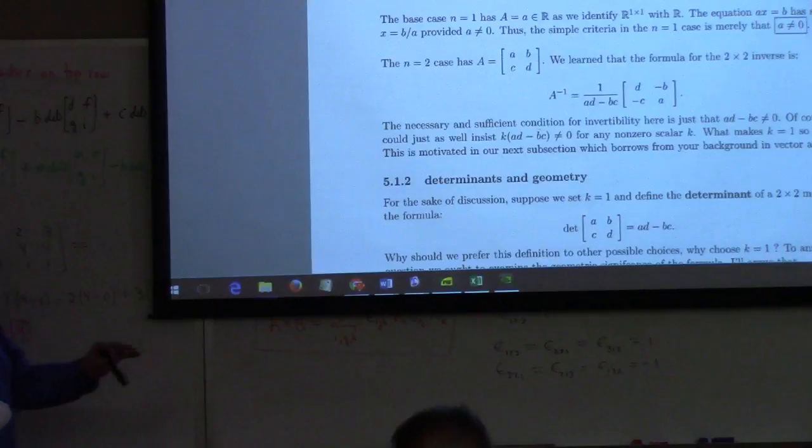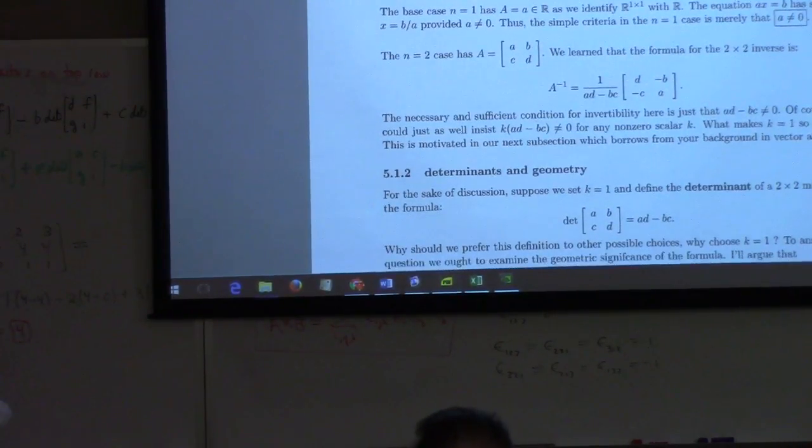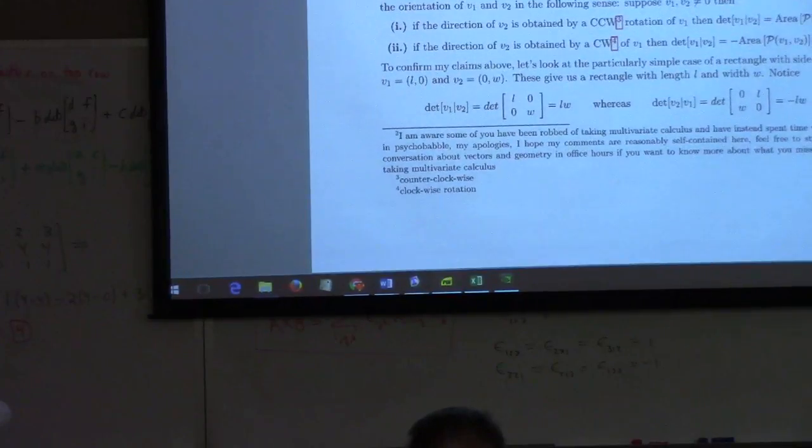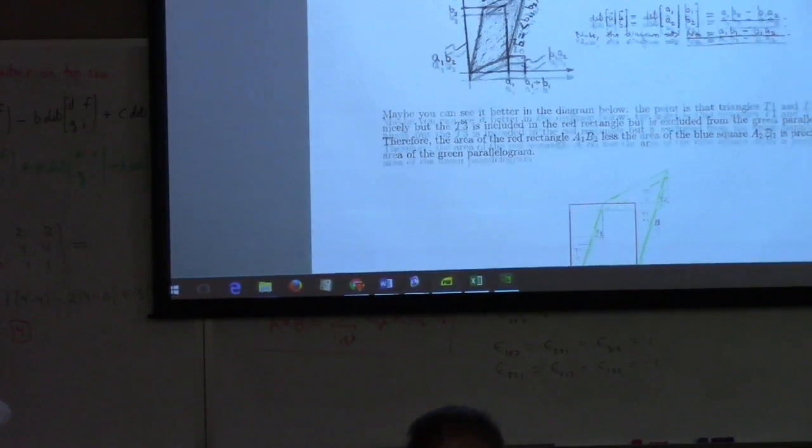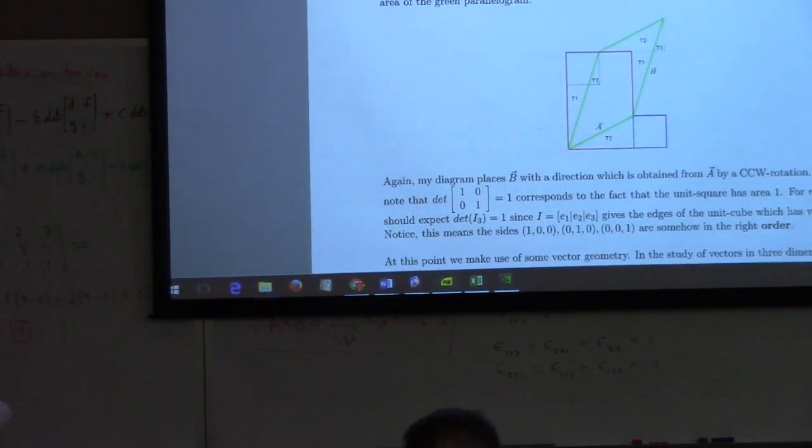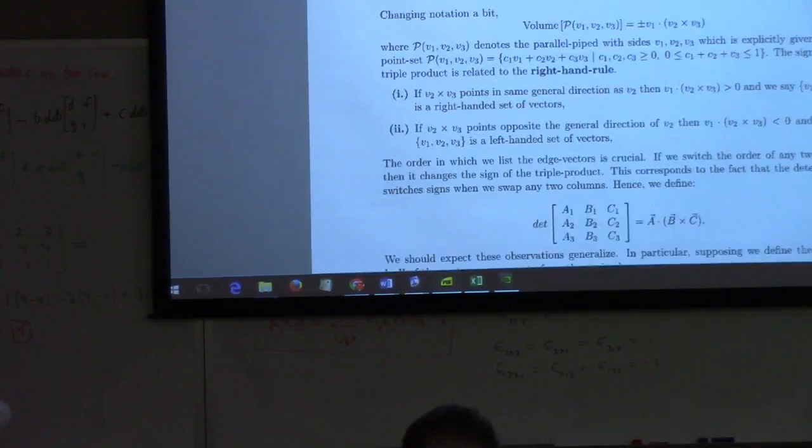So I showed you the 2 by 2 case, right? But you guys have also studied the triple product in calculus 3, right? So here's actually a picture for a slanted parallelogram that shows why the formula AD minus BC really does give you the area of the parallelogram. You can shift these triangles around. I'll let you look at it.